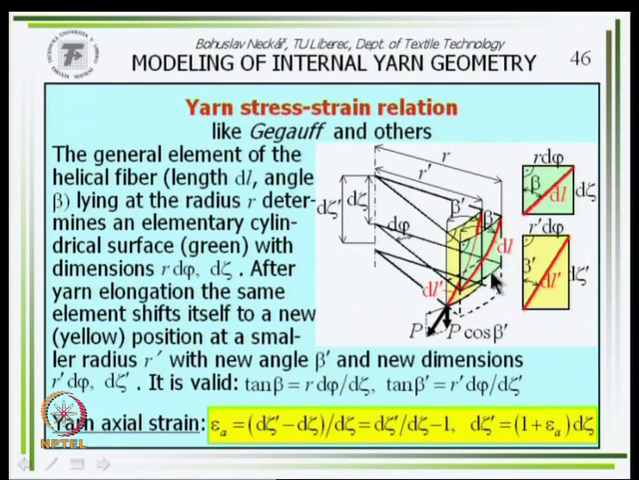Such an element, this green element with red fiber, is also here. So this length is r d phi, this is d zeta, and this angle is angle beta, our known angle beta. Well, now let's take the yarn and load this yarn on some breaking machine or something. Then you obtain a new position and new geometry of our fiber element.